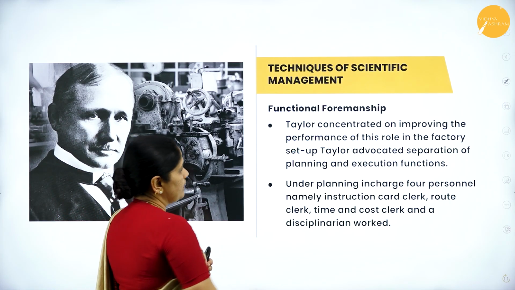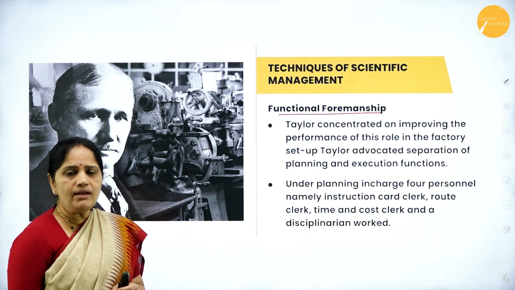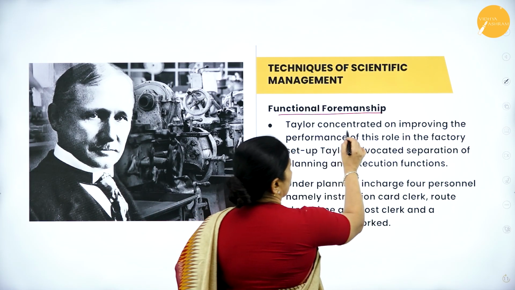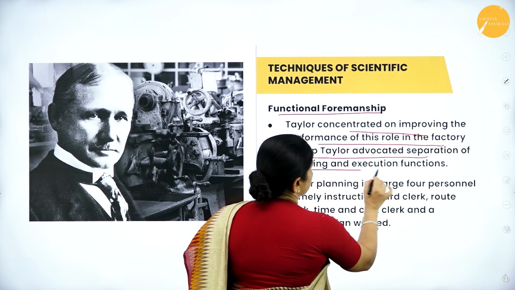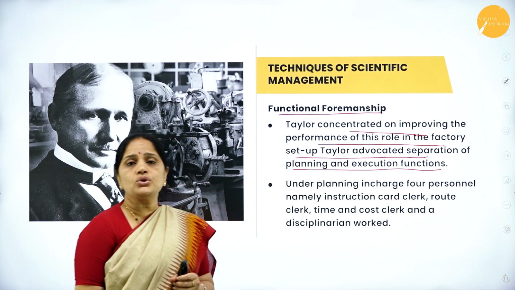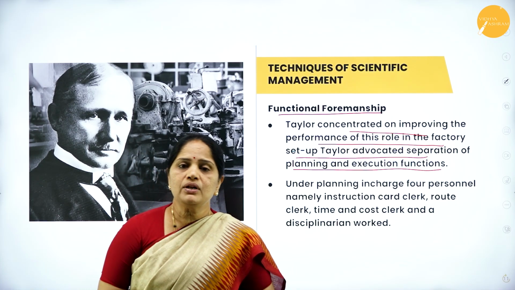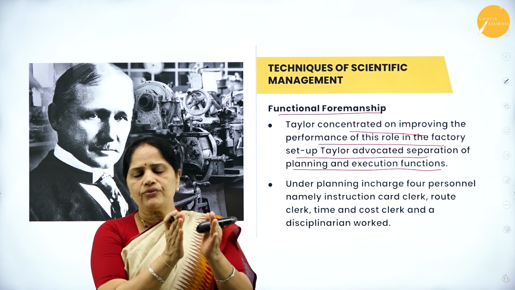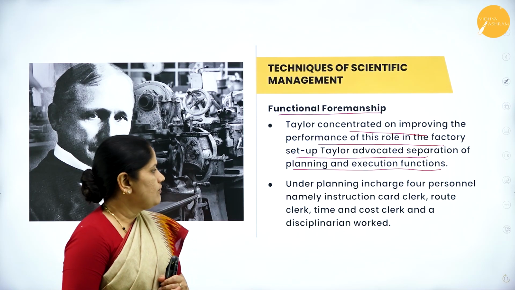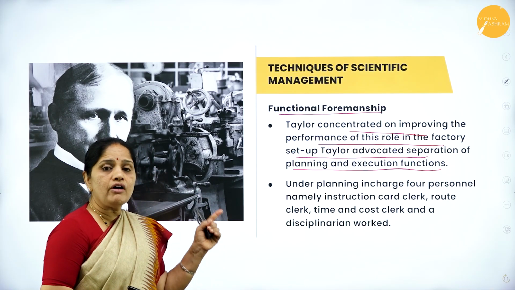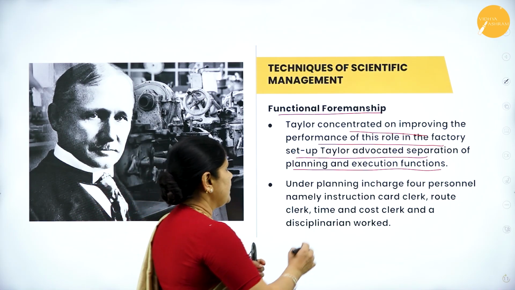Now in this, the first one is functional foremanship. Now, what is this functional foremanship? Taylor concentrated on improving the performance of this role in the factory. He advocated separation of planning and execution function. So, he said that there should be 8 people working in the production house, 4 people for the planning function and 4 people for the execution function. So there is separation of planning and doing. So functional foremanship involves 8 foremen.